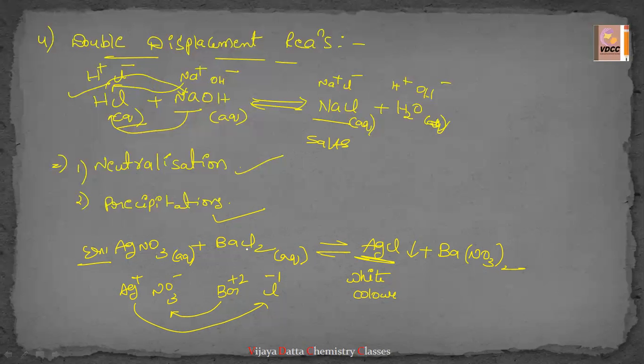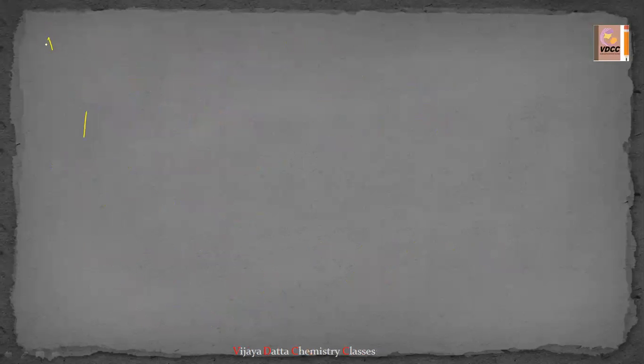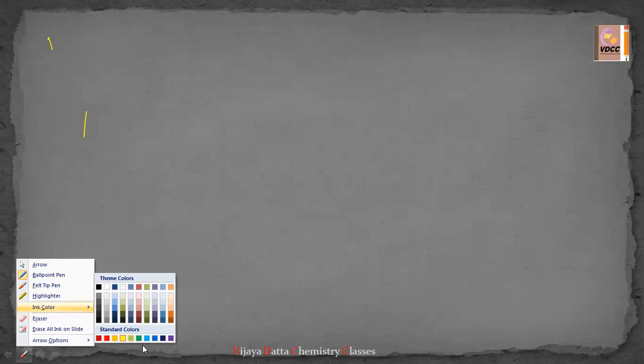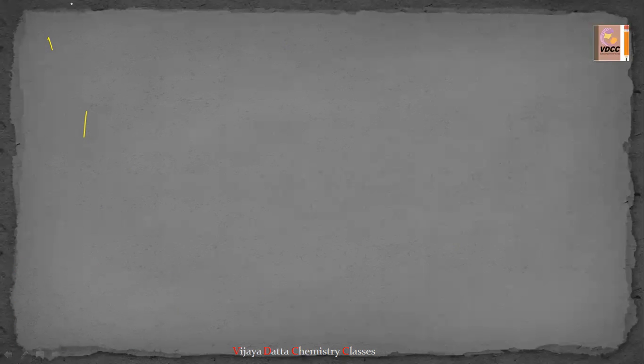Now come to the next type of reaction, the fifth type of reaction, disproportionation, which is very, very important. All these four types of reactions we study in lower classes, whereas here this disproportionation is very important. That one we are going to study here. So the next, fifth type is called the disproportionation reaction.